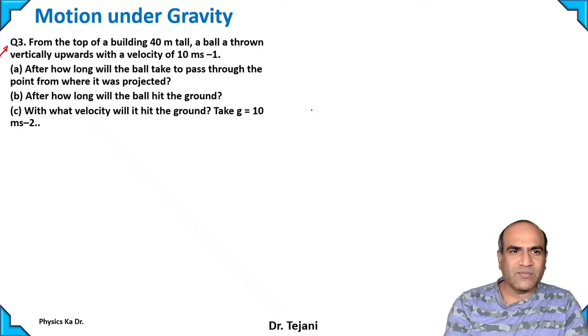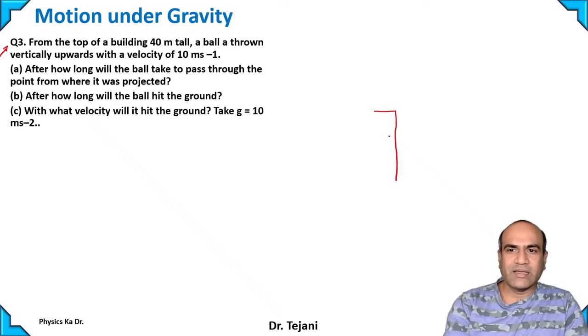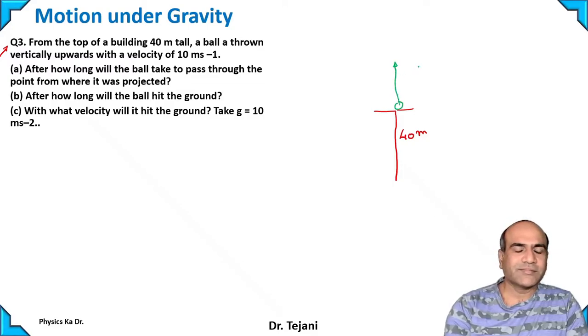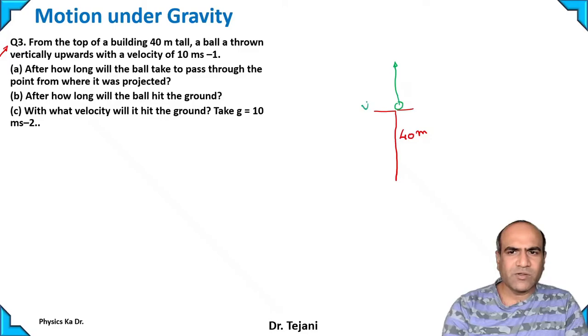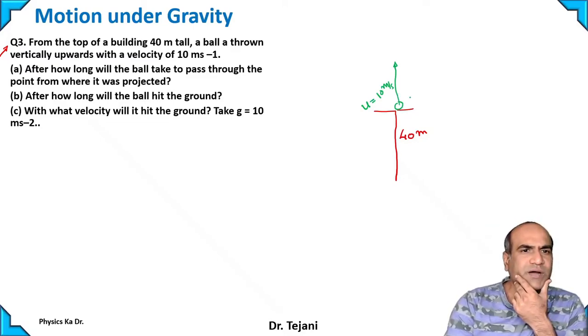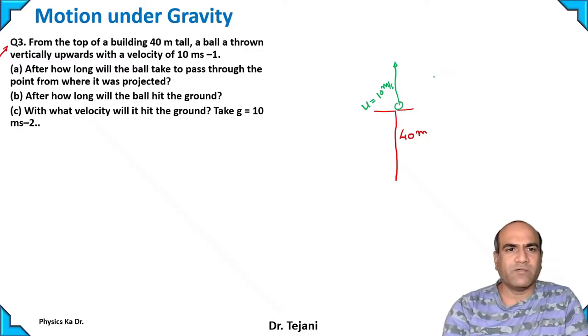So what is mentioned here: from the top of a building, let us have a building here, 40 meters tall, a ball is thrown vertically upward with an initial velocity of 10 meters per second. The question asked is, after how long will the ball pass through the point where it was projected?